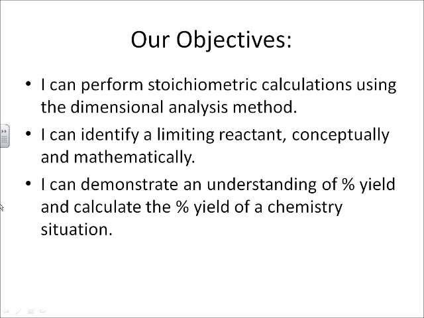The next objective is to identify a limiting reactant conceptually and mathematically. So if I give you a scenario, be able to calculate and find out which one is the limiting reagent, which one's the excess reagent, which one determines how much of your product can be produced. And then finally, be able to demonstrate an understanding of percent yield and calculate percent yield of a situation. So if I give you a lab situation, so-and-so started with this many grams of their reactant, they produced this much of their product, you can calculate a percent yield.